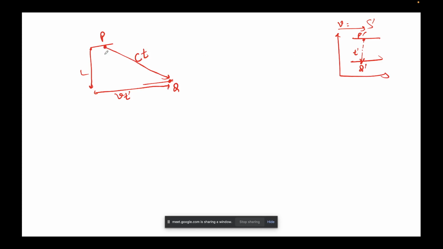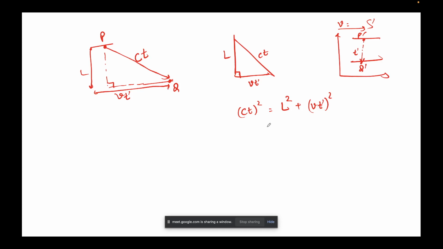So, you can draw a right angle triangle here. This is L, this is Vt prime, this is Ct. By Pythagoras theorem, I can say Ct whole squared, hypotenuse square, is equal to perpendicular square, which is L squared, plus base squared, which is Vt prime whole squared, right? So now, go ahead, tell me what approximations you made.